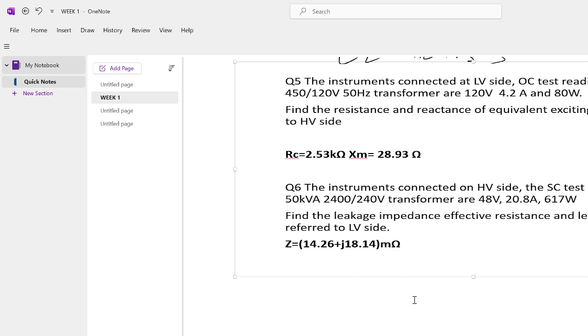Now we will go with some open circuit, short circuit test questions. Proceed fast. You know the open circuit OC test.